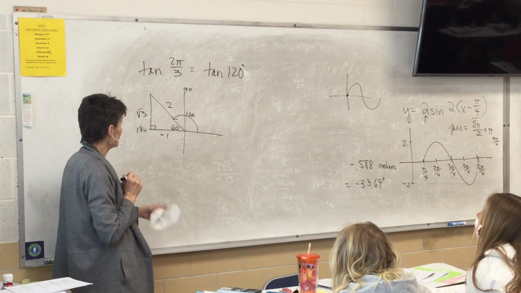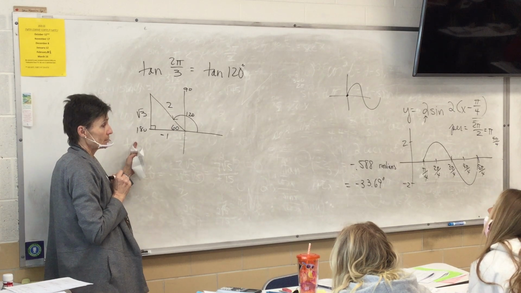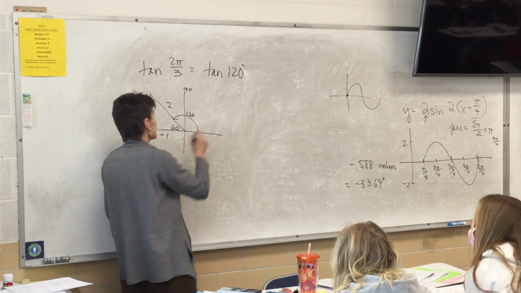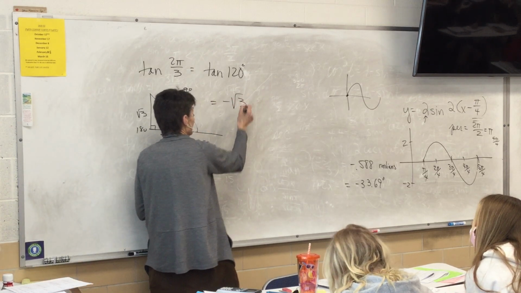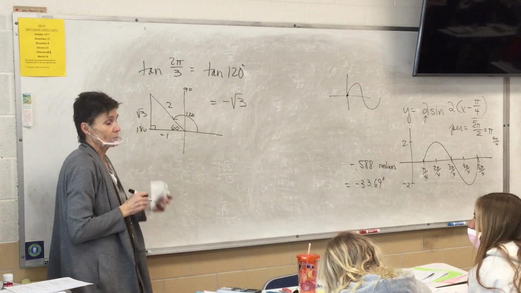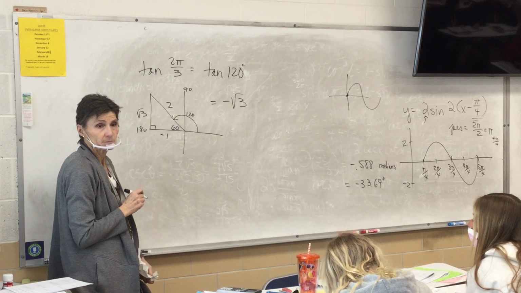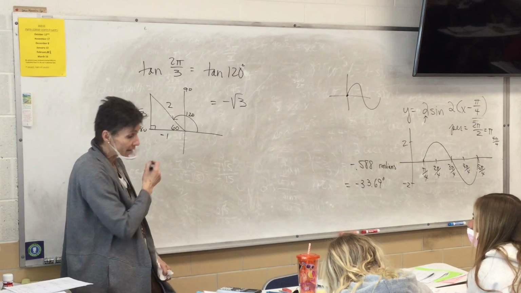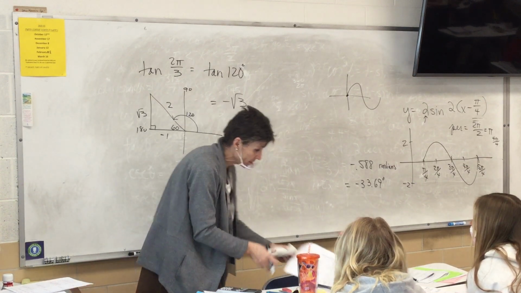We want the tangent. Tangent is opposite over adjacent. So the answer will just be negative √3 over 1 or negative √3. Easy enough? Lots to do, but easy.